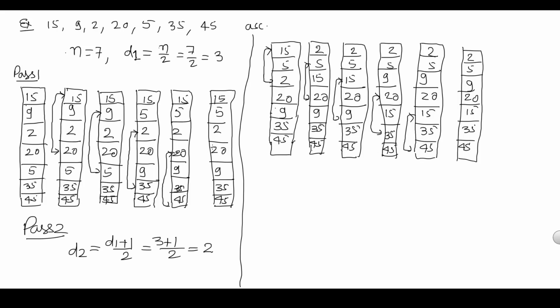Now for the next pass 3, this will become the input, and before that we will calculate the new value of D, which is D3, and this will be (D2 plus 1) by 2, which is 2 plus 1 by 2, which is equal to 3 by 2, equal to 1. So here we now got D equal to 1. For this D equal to 1, we will run the algorithm once, then we will terminate it.